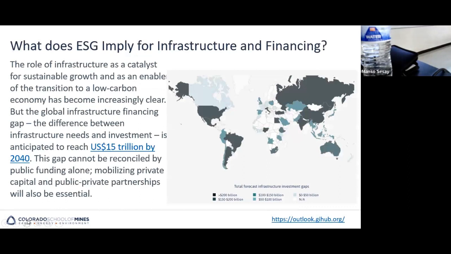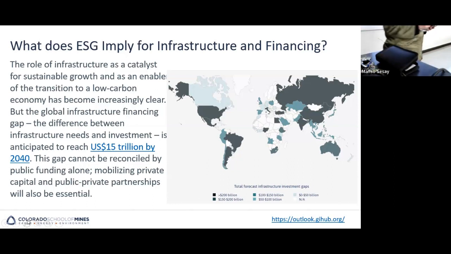So what does ESG imply for infrastructure and finance? Well, the role of infrastructure is to act as a catalyst for sustainable growth. You have infrastructure so you can have an economic engine, so that people can make money, so that people can raise kids, so that they can have access to the things that they want. And increasingly now it's the low carbon economy that drives this as well. The gap between infrastructure needs and infrastructure investment is estimated to be on the order of $15 trillion globally, and that's probably an underestimate. Big money.